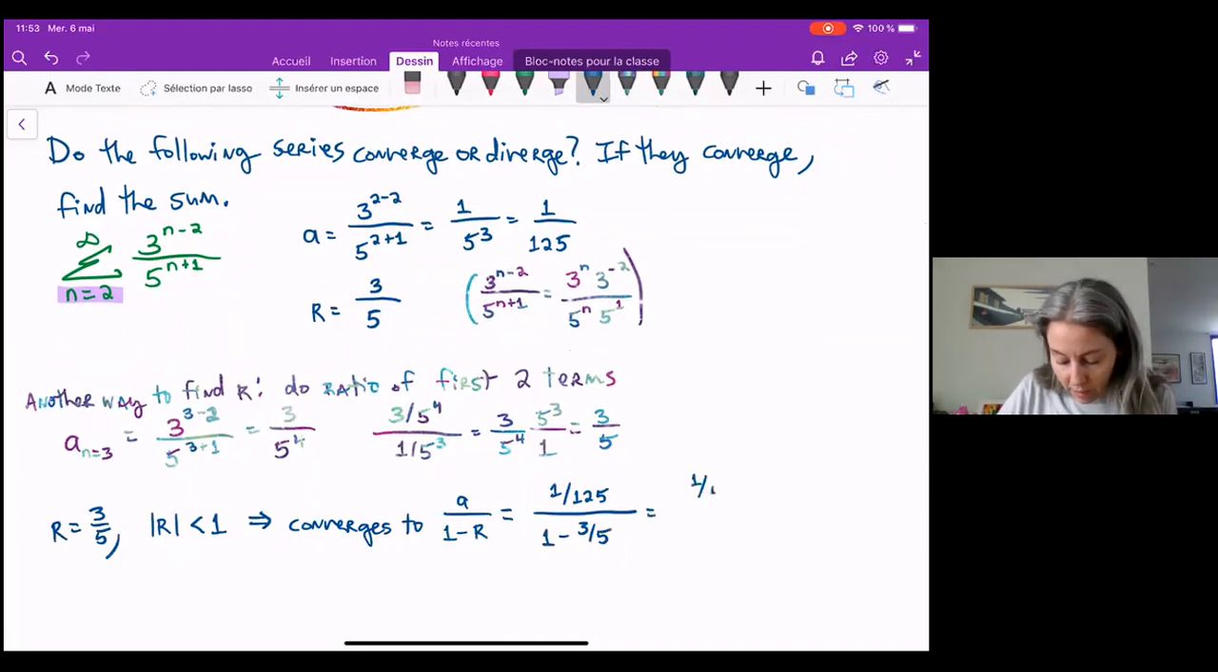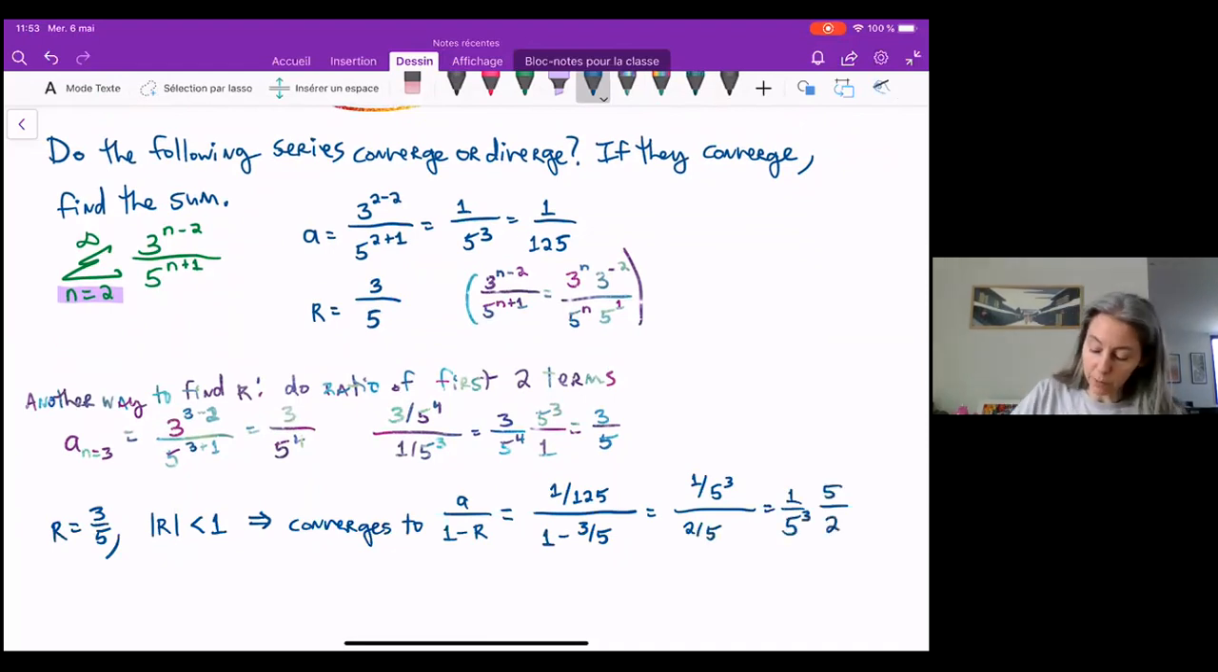And we'll simplify this. So that was 1 over 5 cubed. 5 over 5 minus 3 over 5 is 2 over 5. So I have 1 over 5 cubed divided by 2 over 5. Division by a fraction is the same thing as multiplication by the reciprocal. So this gives me 1 over 5 squared times 2. So then this converges to 1 over 50.